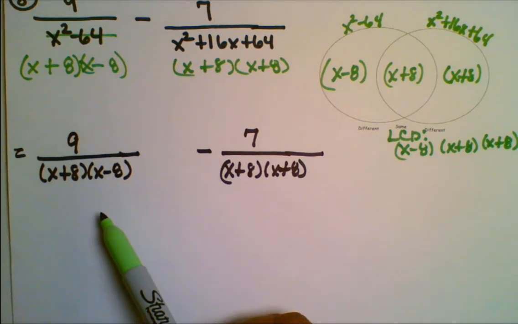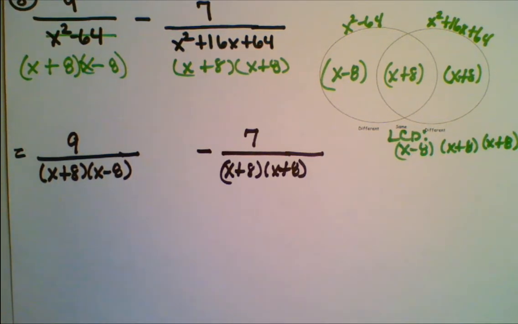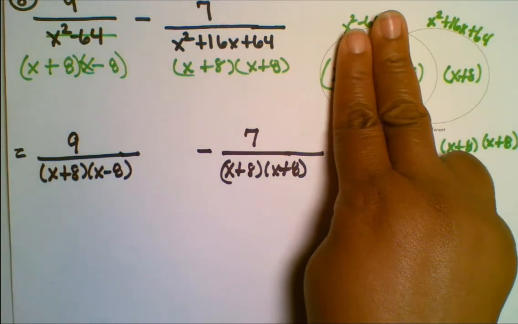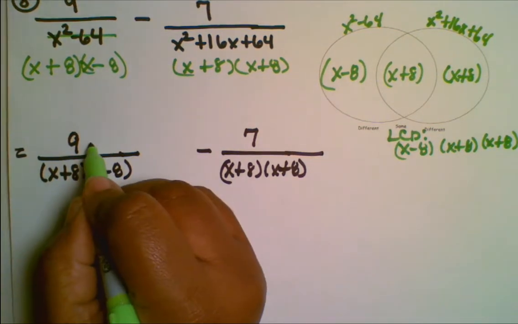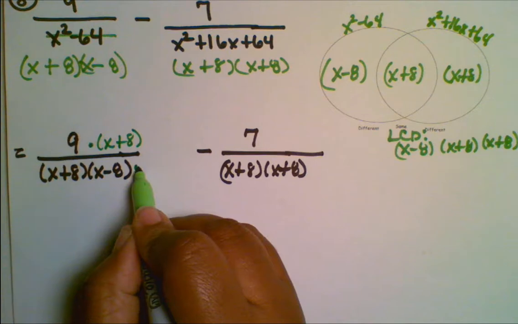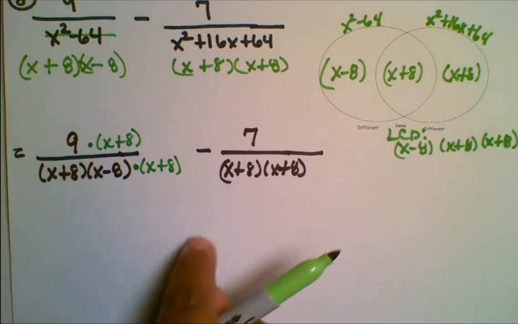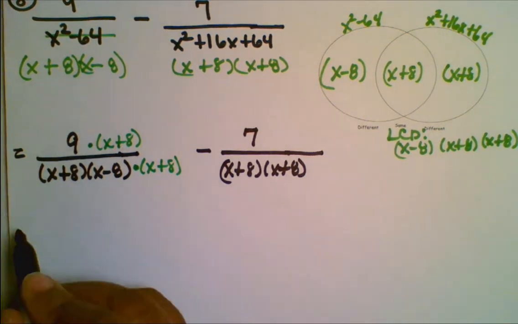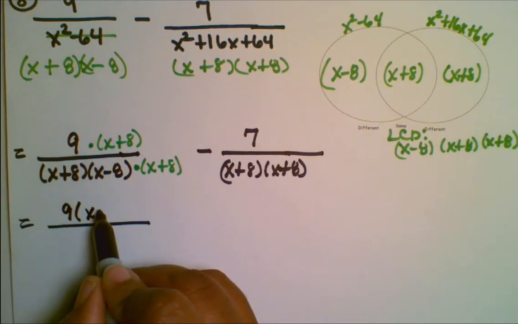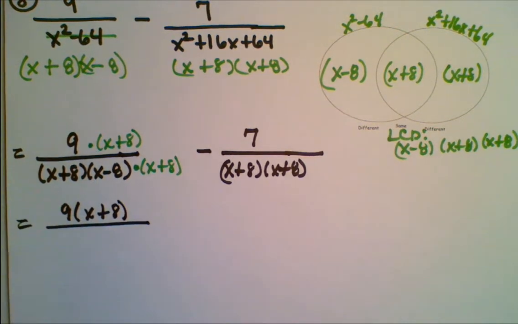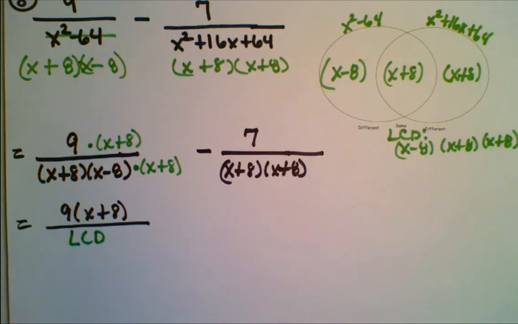All right, so the first fraction, what must we multiply the first fraction by so we can have this new LCD? Well, let's cover up the x plus 8 and x minus 8. What is available? What do you see? The x plus 8. So we're going to multiply the numerator and denominator by x plus 8. So our new fraction, in the numerator, we have 9 times x plus 8 all over our LCD. I'm going to write the word LCD because I want you to, here again, focus on the numerator.